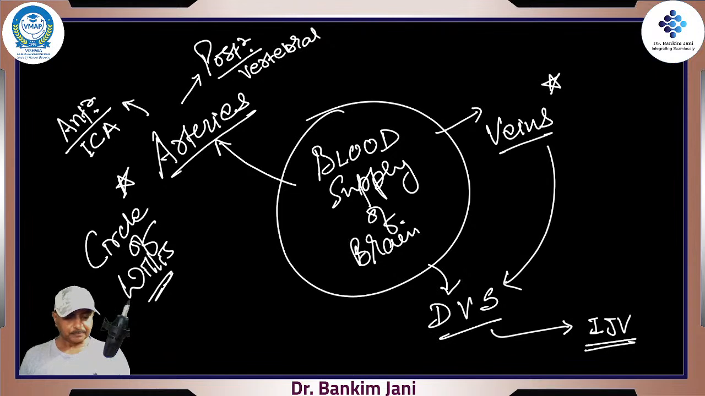Right, anterior, that would be going for the anterior part of the brain. Posterior, that will be taking care of the spinal cord, brainstem, and the cerebellum. Right, so as we proceed, we'll be talking more about it. Okay, so let's start with the arteries.